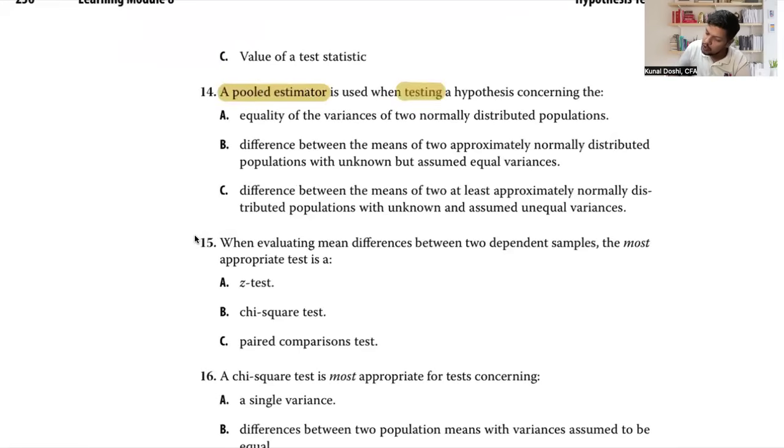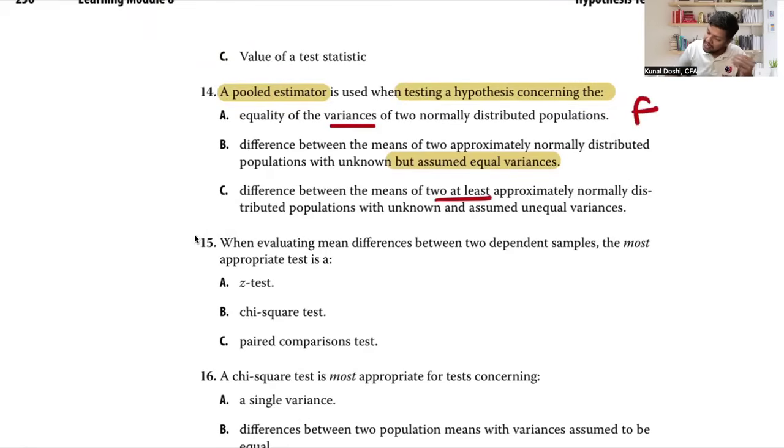Next, pooled estimator. Pooled estimator is used for testing hypotheses. First of all, for a single mean, if there is only one sample, you use a Z or a T test. Pooled estimator is used when you are comparing the differences in means, but the assumption is that both of these samples have equal variance. That's option B. Option A, equality of variance of two? No, for that you have the F test.